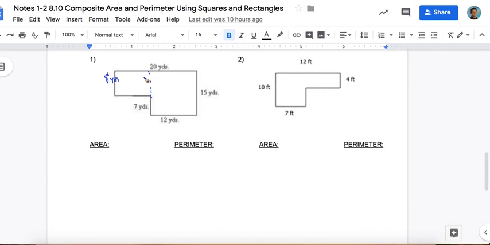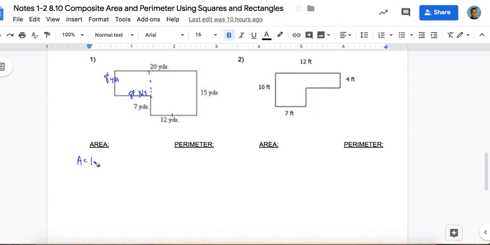And then, if I look here, this whole side is 20, which means this side plus this side will equal 20. So I can just subtract. 20 minus 12 is 8 yards. So now I have an 8 by 8 and I have a 12 by 15. So now I can calculate the area.